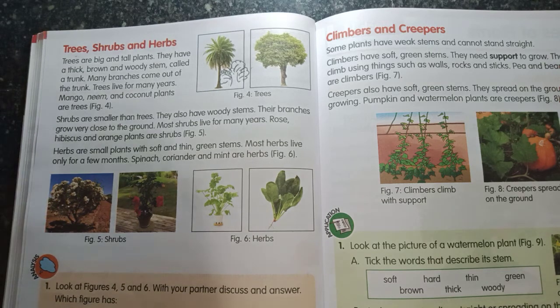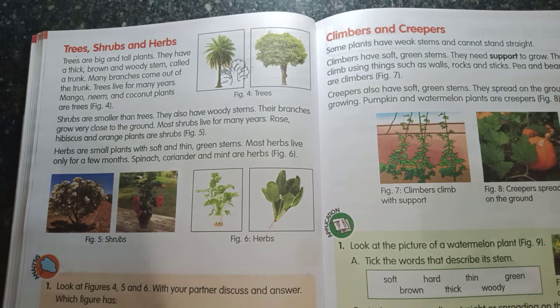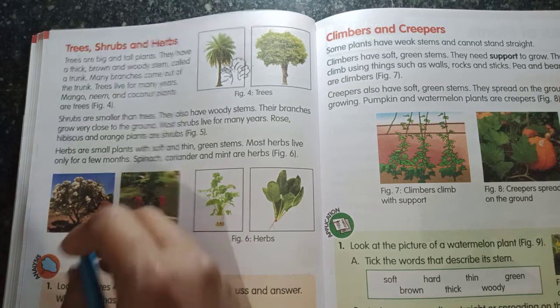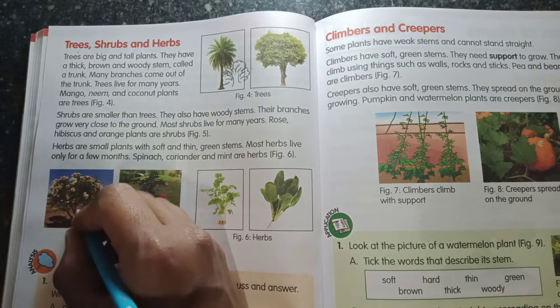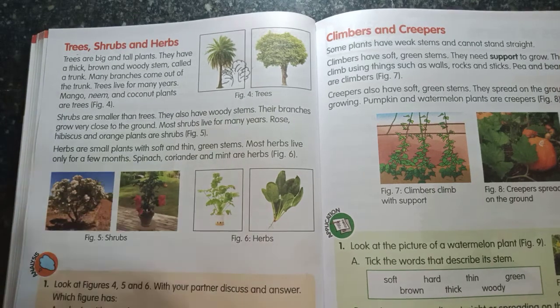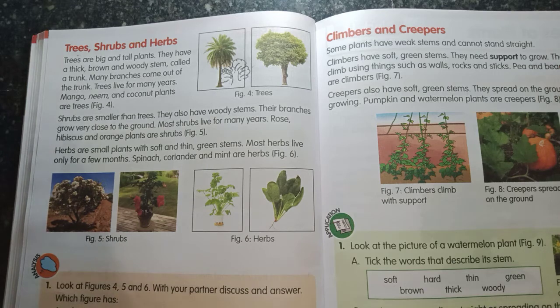What about shrubs? Have you seen shrubs, children? Shrubs means they are smaller than the trees. They will also have brown, woody, hard stems, but they will be smaller in size than the trees. And you know what?